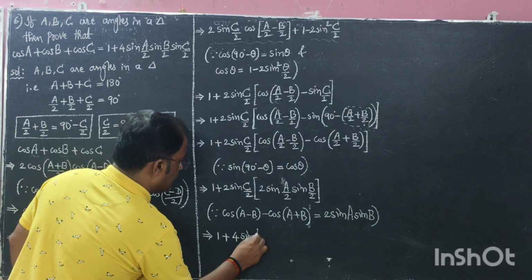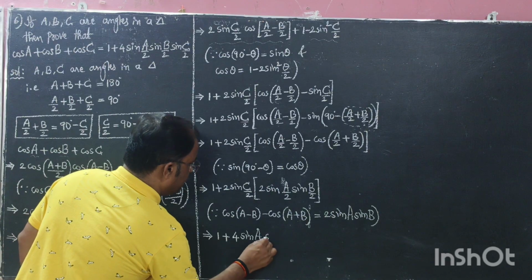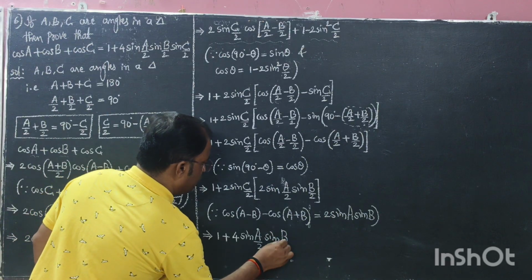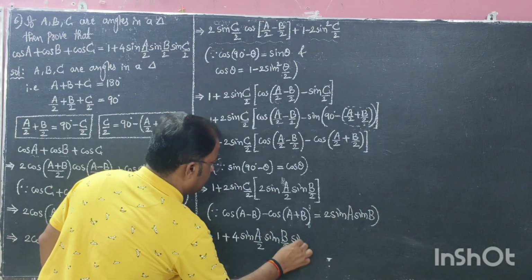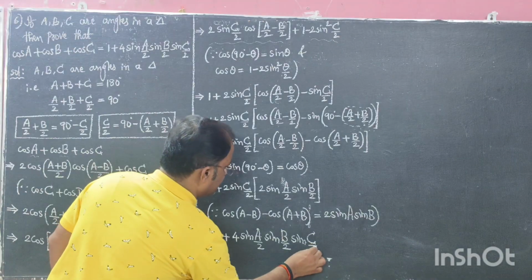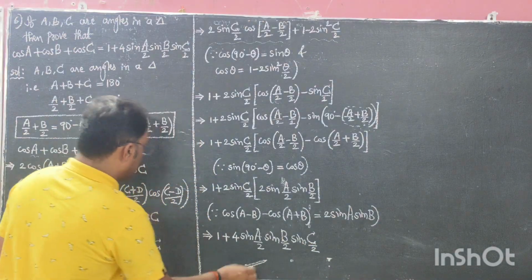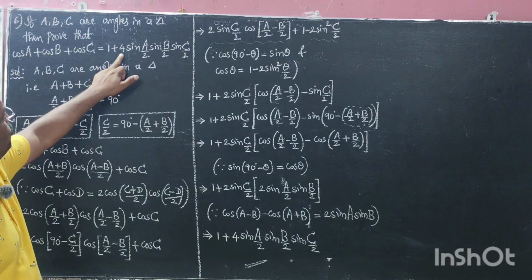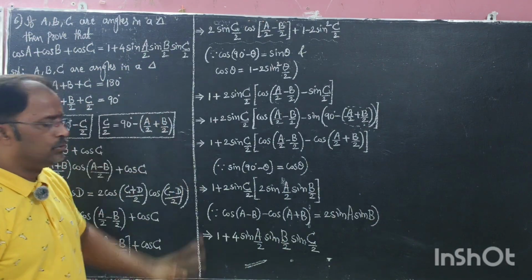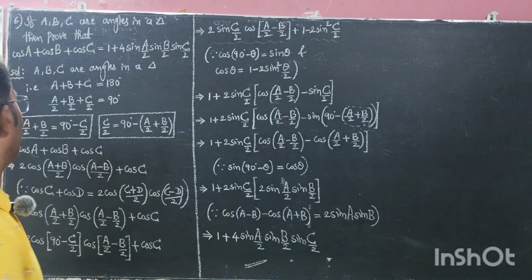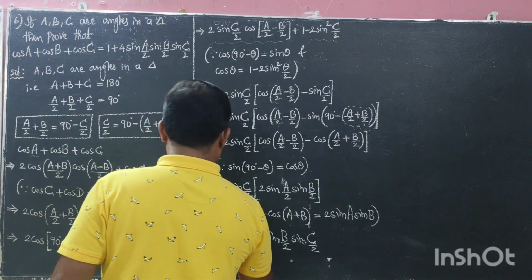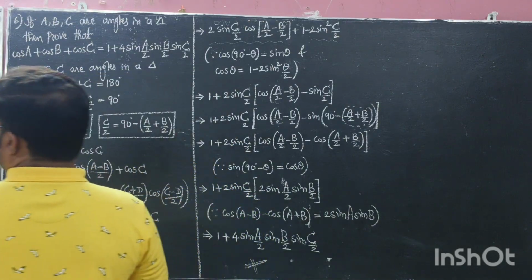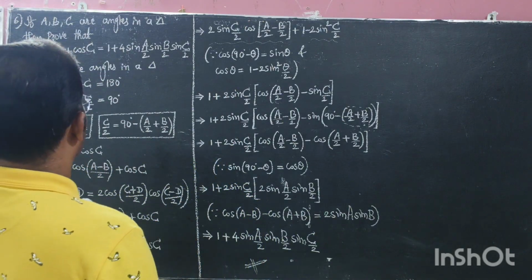And what is A term? Sin A by 2, and what is B term? Into sin B by 2, and what is C term? Sin C by 2. This is the required answer. Okay, where is the question? Okay, 1 plus 4 sin A by 2 into sin B by 2 into sin C by 2. Okay, so the solutions, how many problems are done now? 4, 5 and 6 problems.